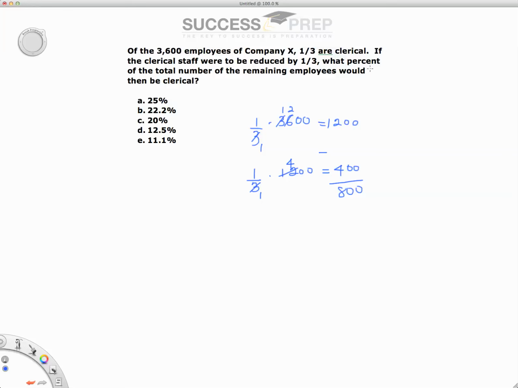The question says, what percent of the total number of remaining employees? Keep in mind that the total number of remaining employees also reduces by 400. So if your original number of employees was 3,600, you have to subtract 400 from that number, and this gives you 3,200. This is the total number of remaining employees. Okay?